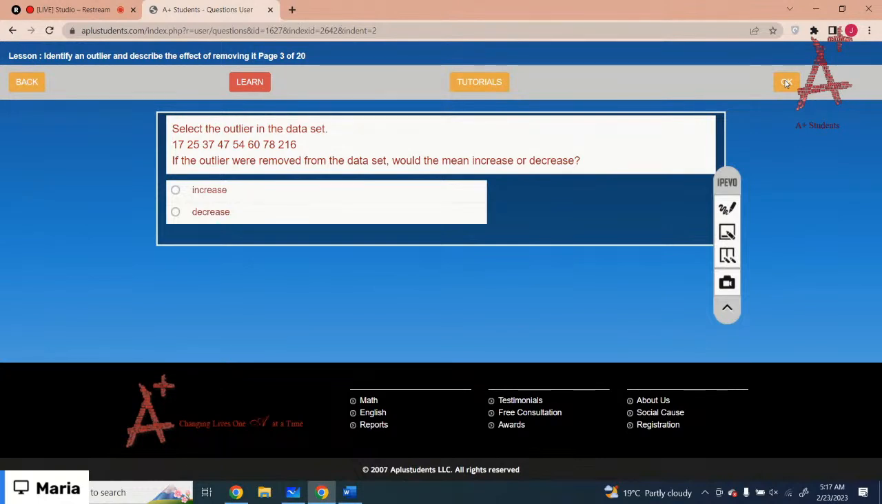So which is the outlier? Yes, very good. 216 is the outlier. So it's a very big number. If you remove the big number from the data, the mean is decreased. Got it? Because you removed a bigger number. So when you remove a bigger number, the mean would be decreased. Got it?